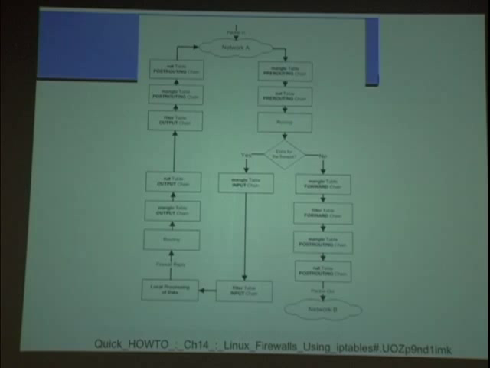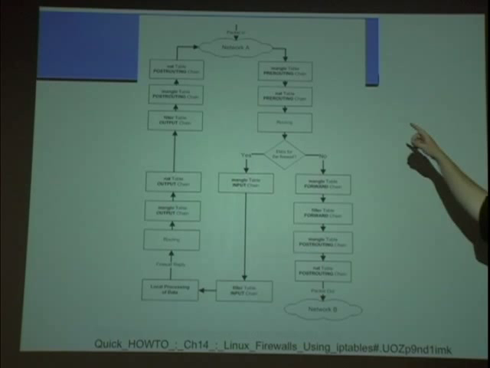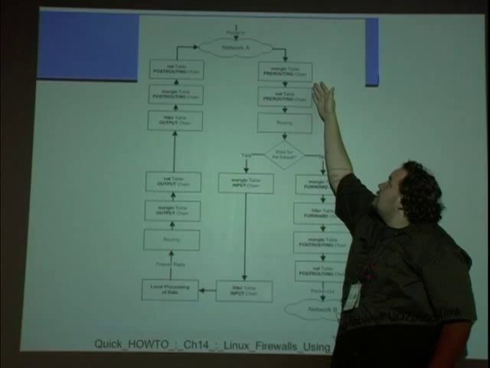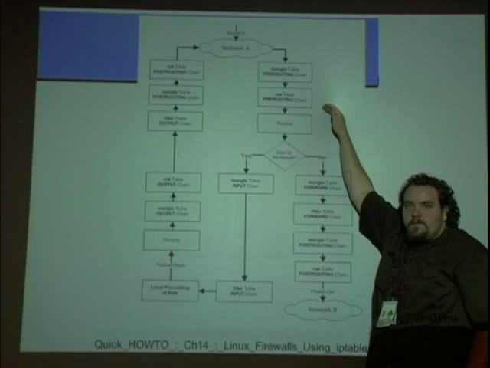So here's the flow of iptables, and this is where I got the image from, so I'm not plagiarizing, just linking back. We see the packet coming in, it hits the mangle table pre-routing, and then the NAT pre-routing chain. So the mangle table chain gets executed before the pre-routing chain here on the NAT table. So you can mangle before you do any network address translation.